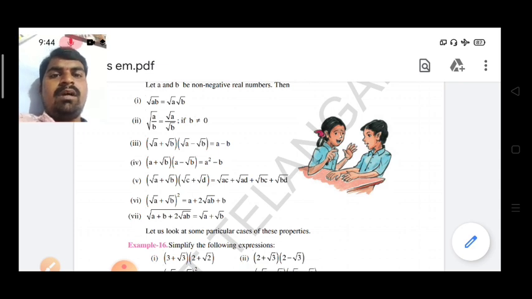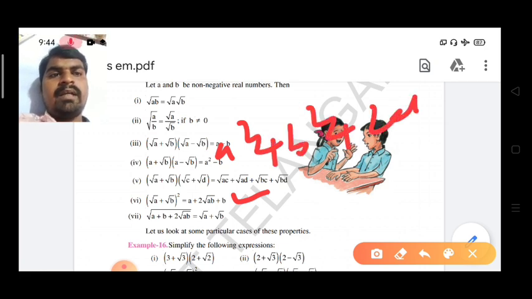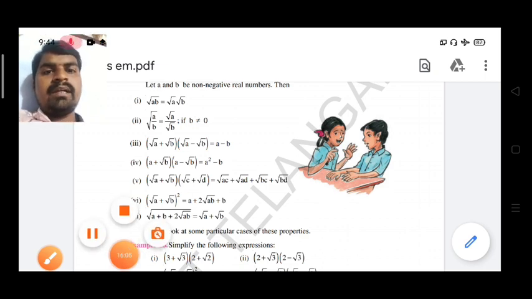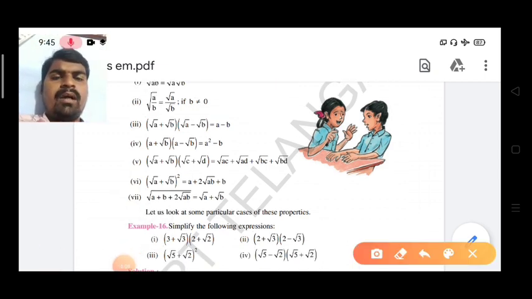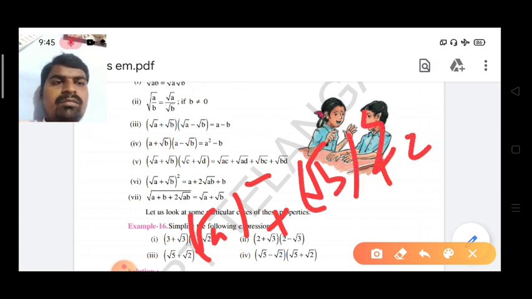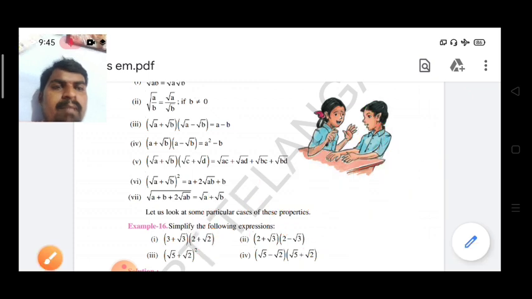Next, here you observe, under root a plus root b whole square. The a plus b whole square formula, you know, is a square plus b square plus 2ab. But here in place of a, root a is there, in place of b, root b is there, so we just apply that. So a square is nothing but root a square. Expanding, a square is root a square, plus b square, root b square, plus 2ab, 2 into under root a under root b, nothing but under root ab. The square root gets cancelled, the square root gets cancelled. So a plus b plus 2 under root ab. This is the process of the formula.